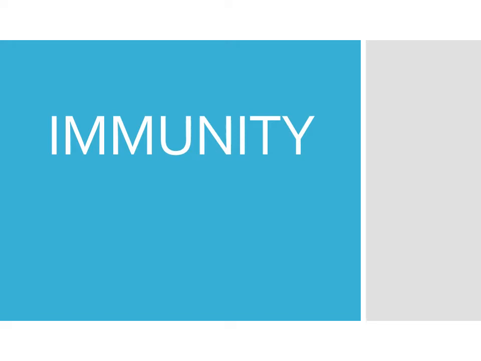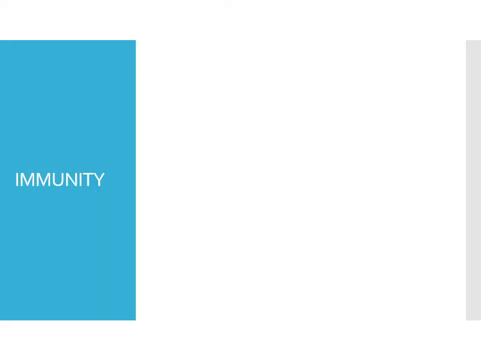Immunity is basically how your body resists any foreign substance which is entering your body, and how your body is responding to that. So that is immunity. When we talk about immunity, mainly two types are there. One is what you have since birth, and the other is what you acquire in your lifetime. Today we will learn about innate immunity, that is the immunity which you have since birth.